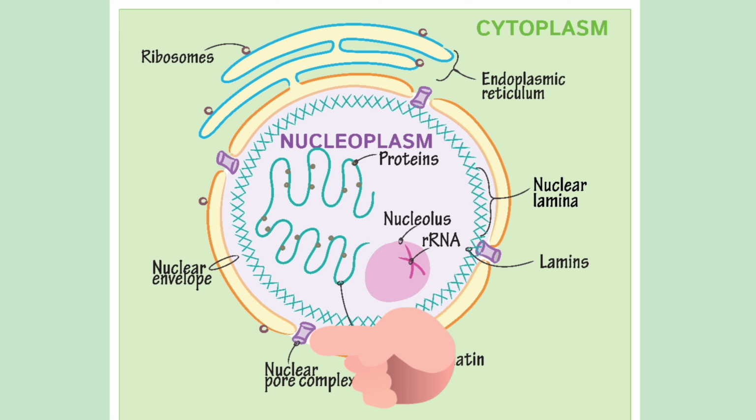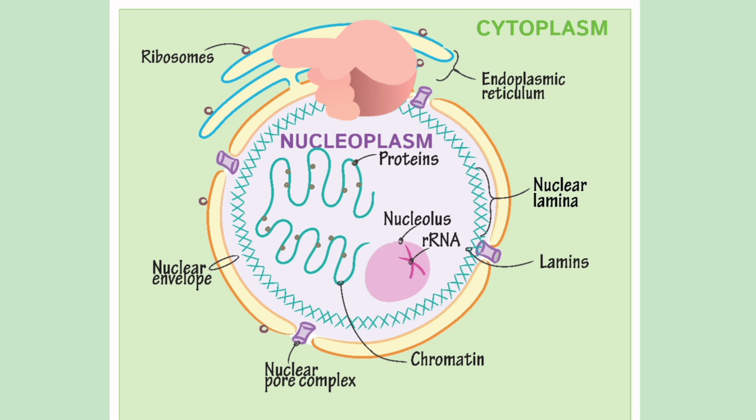It also contains small pores which are circular and help in the movement of materials from the nucleus to the cytoplasm. These pores are called nuclear pores. Ribosomes are present at the outer membrane, which is connected to the endoplasmic reticulum attached to the nuclear membrane.